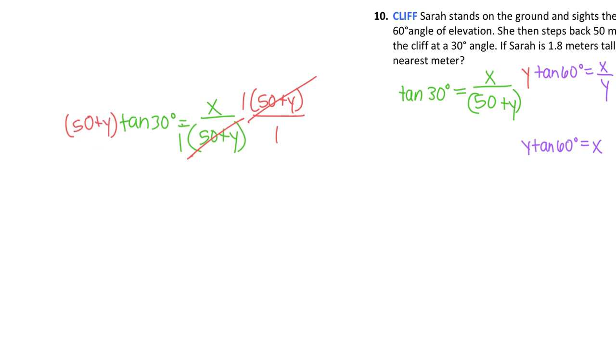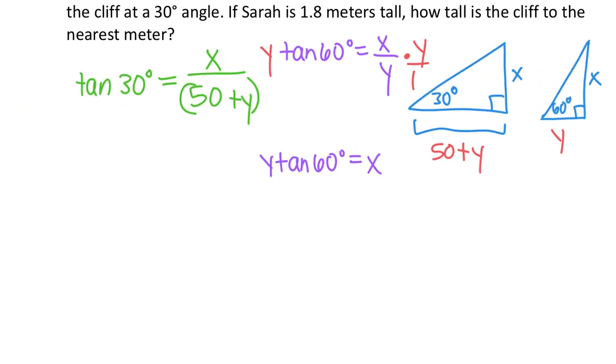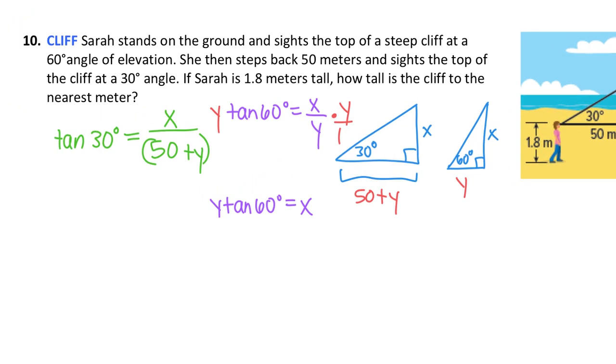So then I'm going to come back over here and write that final answer here after you multiply each side by 50 plus y, that quantity 50 plus y. So 50 plus y quantity times tangent of 30 degrees is equal to x. All right, now we do have both of those equal to x. So we are going to set them equal to each other.